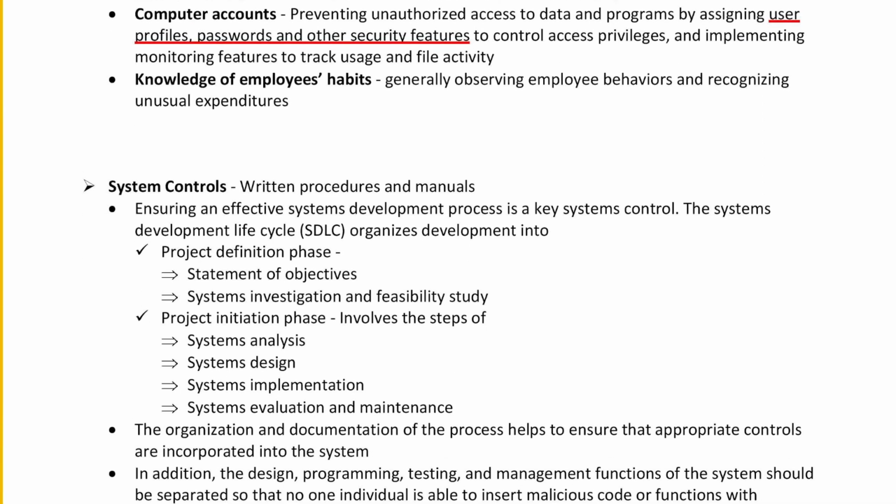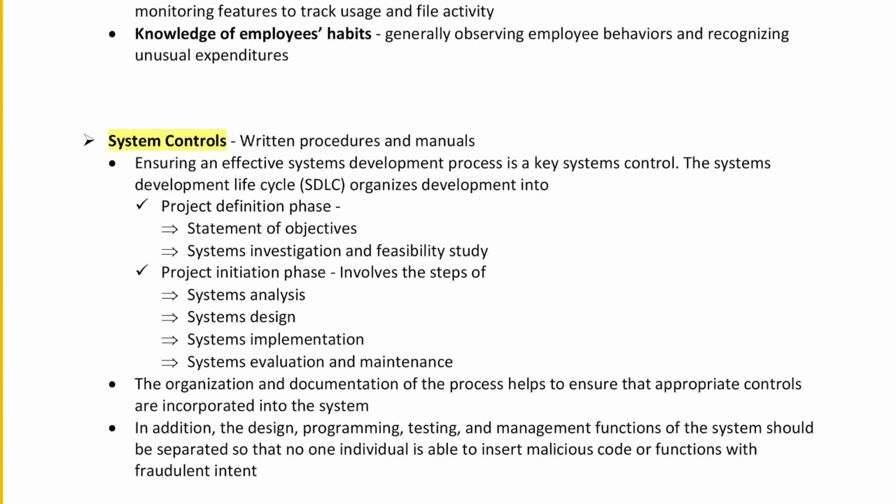Next, highlight system controls. So here our focus is on, underline, written procedures and manuals. So ensuring an effective systems development process is a key systems control. Underline systems development life cycle, where we have the project definition phase, where you state the objectives and you do a feasibility and investigative study. And then you have a project initiation phase when the systems start building up.